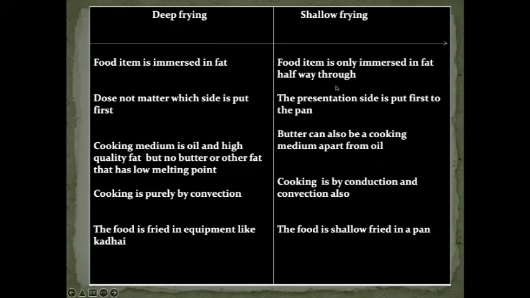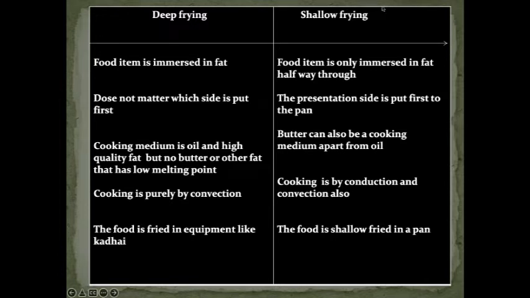Okay guys, so deep frying, shallow frying, what is the difference? Deep frying, food is completely immersed in fat. Shallow frying, food is half immersed. Deep frying does not have a special side which you have to put in first. Shallow frying में हमेशा जो presentation side है वो पहले जाती है. Deep frying cooking medium is oil. Shallow frying can be butter or oil. Deep frying mode of heat transfer is convection only. Shallow frying mode of heat transfer can be conduction, can be convection. Deep frying equipment used can be kadai or a deep fat fryer. Shallow frying, the equipment used is a saute pan. Okay, is it clear guys?